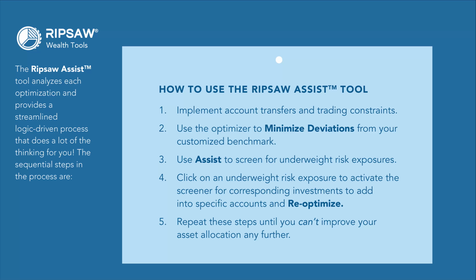3. Use Assist to screen for underweight risk exposures. 4. Click on an underweight risk exposure to activate the screener for corresponding investments to add into specific accounts and re-optimize. 5. Repeat these steps until you cannot improve your asset allocation any further.